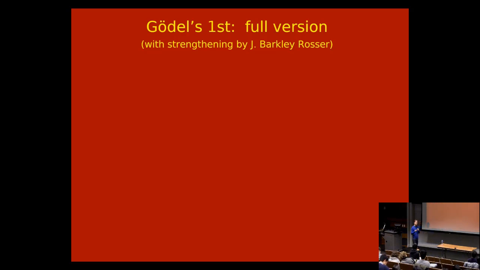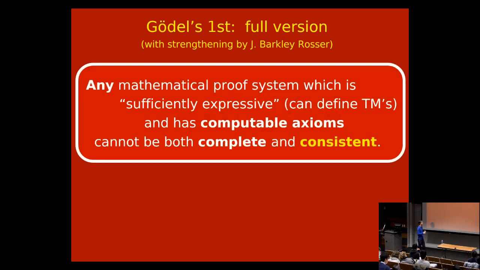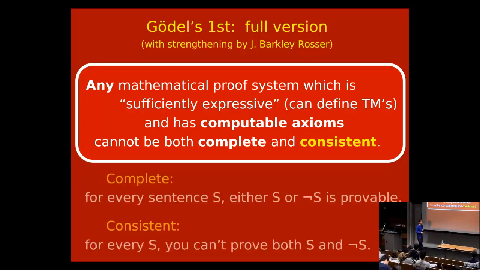Actually, Gödel couldn't quite prove it. He had some technical annoyance that he couldn't quite prove, which was fixed by Barkley Rosser. And this is the real Gödel's first incompleteness theorem. So any mathematical proof system like ZFC or whatever, which is sufficiently expressive and has computable axioms, okay, this is the real conclusion, cannot be both complete and consistent. Remember, it used to say complete and sound. Now it says complete and consistent.